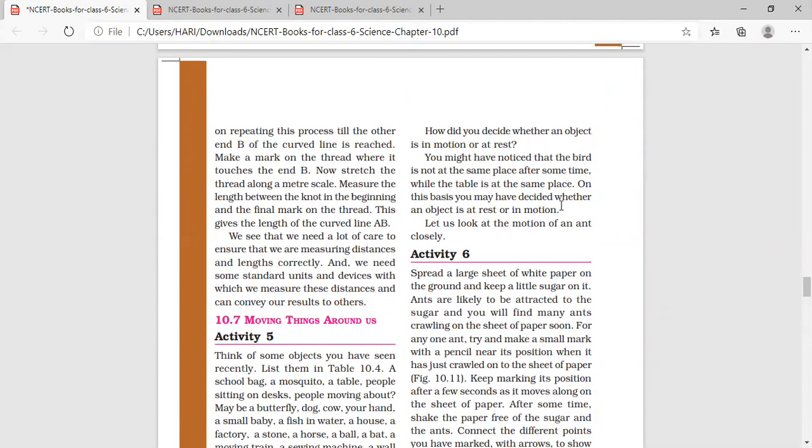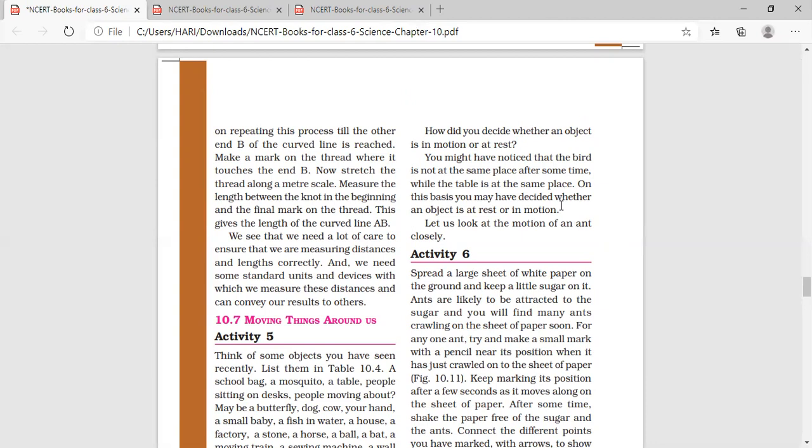We can say an object is in motion if its position changes with the time in relation to a stationary object. Stationary object means an object which is at rest. If an object changes its position with the time, now it will be in one place, after some seconds it will be in another place. This way, if an object changes its position with the time in respect to an object which is at rest, then we can say the first object is in motion.